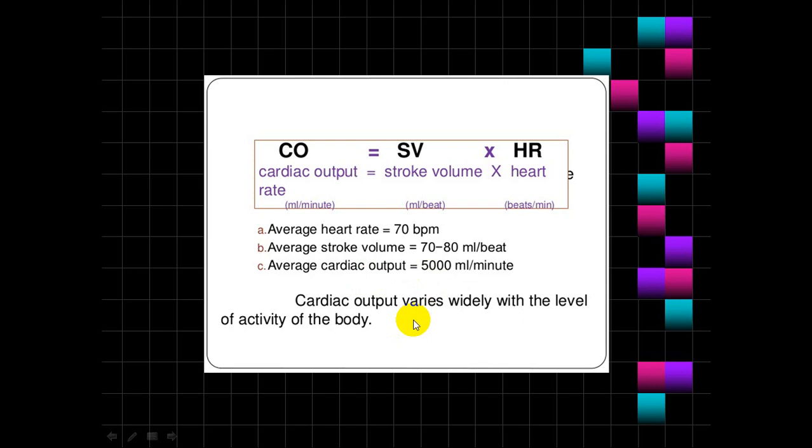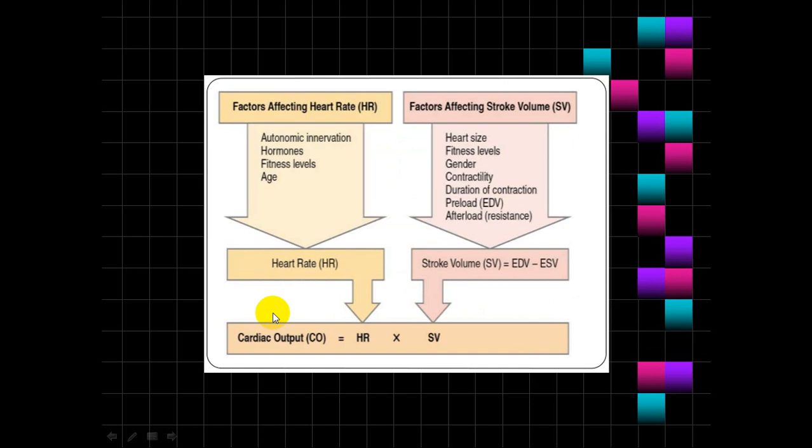Cardiac output varies widely with the level of activity of the body. This is in a resting state, while in activity or strenuous exercise it might increase 3 or 4 times. There are a number of factors affecting cardiac output. To modify it, increase heart rate and cardiac output increases; increase stroke volume, or increase both of them, and cardiac output increases.